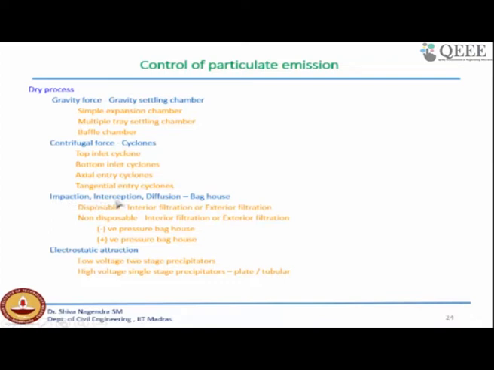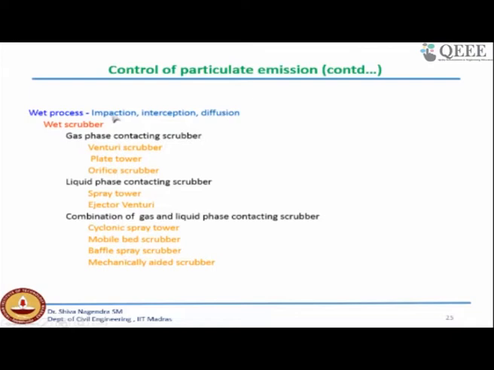Then, based on impaction, interaction, interception and diffusion, the baghouse is designed. Using electrostatic attraction forces, you design the electrostatic precipitator. Then coming to the wet process, again you use impaction, interception and diffusion. The wet scrubbers: generally the Venturi scrubber is very efficient, plate tower, orifice scrubber, liquid phase contacting scrubber, spray tower, ejector venturi, then a combination of gas and liquid phase contacting scrubber, cyclone separator, mobile bed scrubber. So these are some of the processes used in removing pollutants.